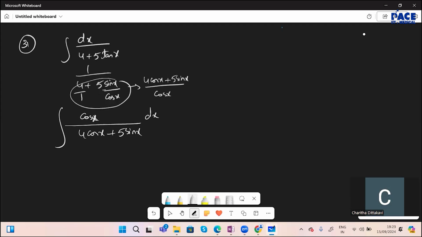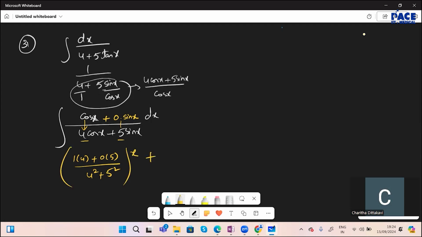Now think about it: do we have a sin x in the numerator? No. Hence you can take 0 into sin x for our use. No problem at all. Now apply the rule carefully. So this is 1 cos x, so 1 into 4 plus 0 into 5, divided by c square plus d square, which is nothing but 4 square plus 5 square in the denominator, multiplied by x. That is the first part.